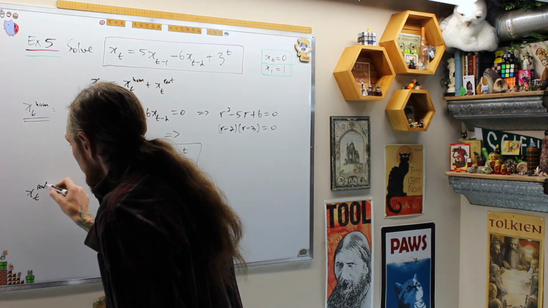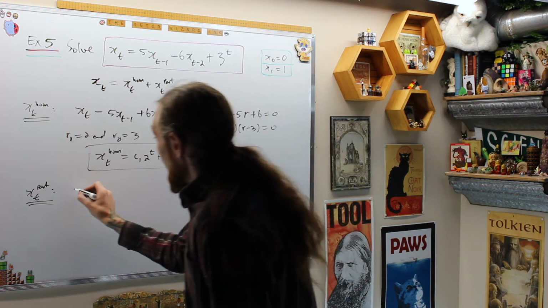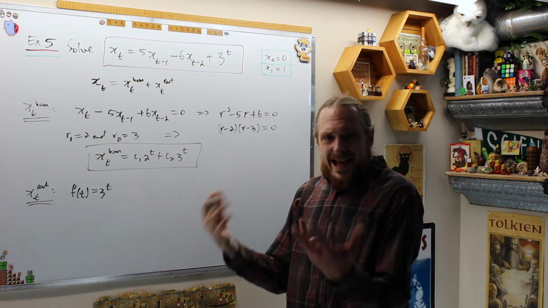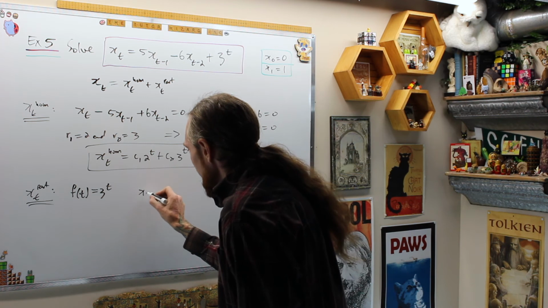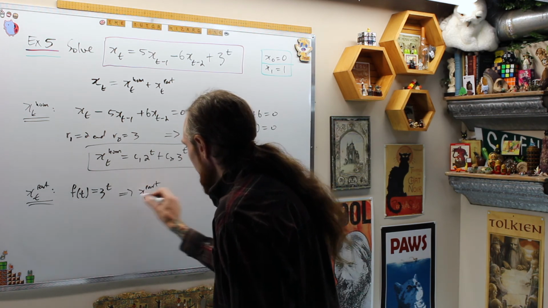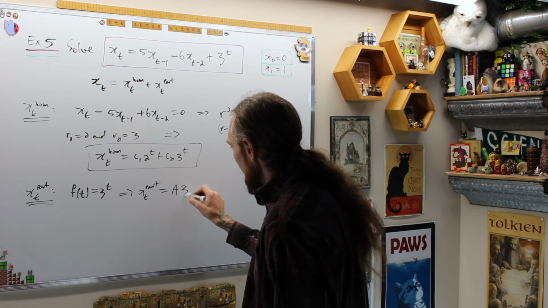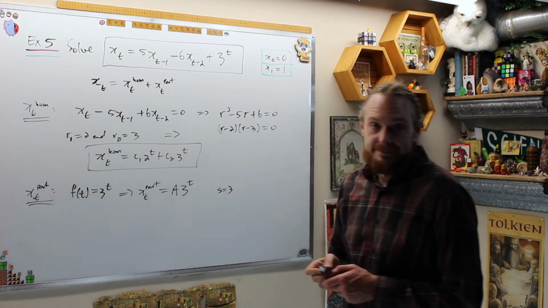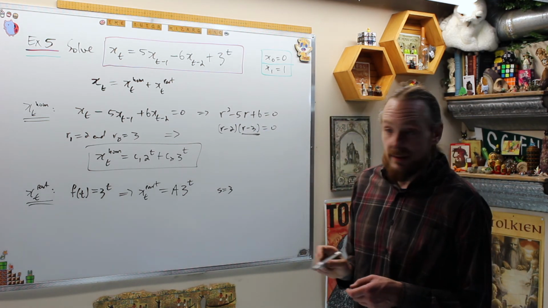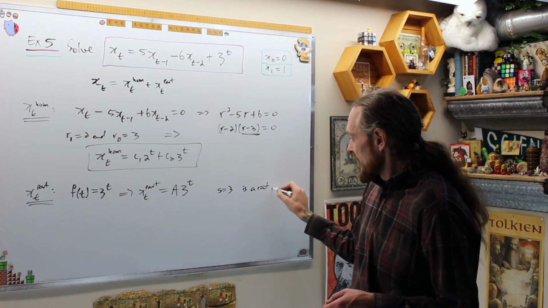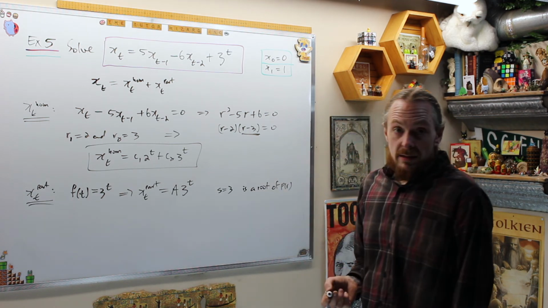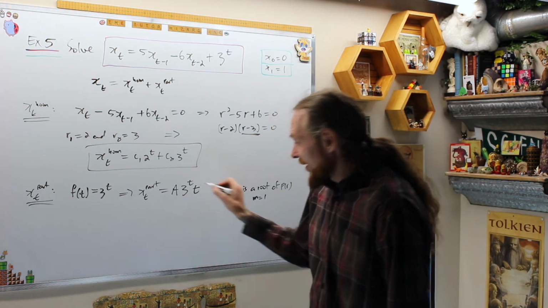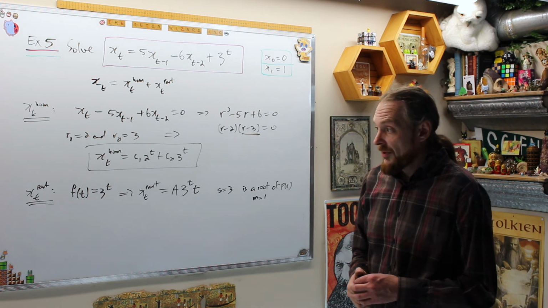Xt particular is going to be, we have f of t is equal to 3 to the t. Therefore, we guess that our solution is exactly the same form. Xt particular, our guess is going to be some constant a times 3 to the t. But careful, s is 3, which is a root of multiplicity 1. So what do I do with that? Since it is a root of multiplicity m equals 1, we multiply also by t. Otherwise it wouldn't work out for us.